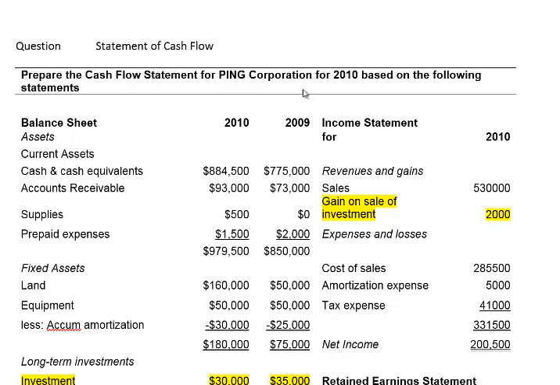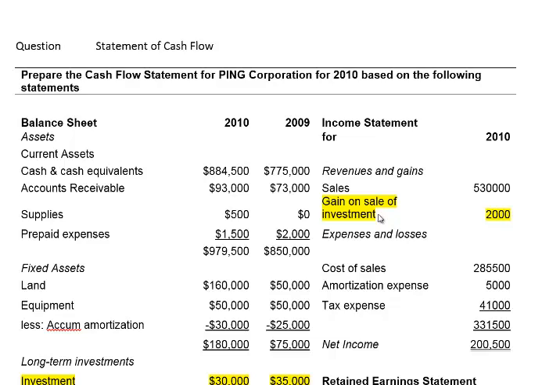So you'll notice for this company, Ping, we have a comparative balance sheet for 2009 and 2010, and we also have the current year's income statement. What we need to do is prepare a cash flow statement that shows us how we went from a cash and cash equivalent balance of $775,000 to $884,500. We need to allocate that difference over the three major activities in a business that produce and use cash. And that's operating, investing, and financing decisions that companies make.